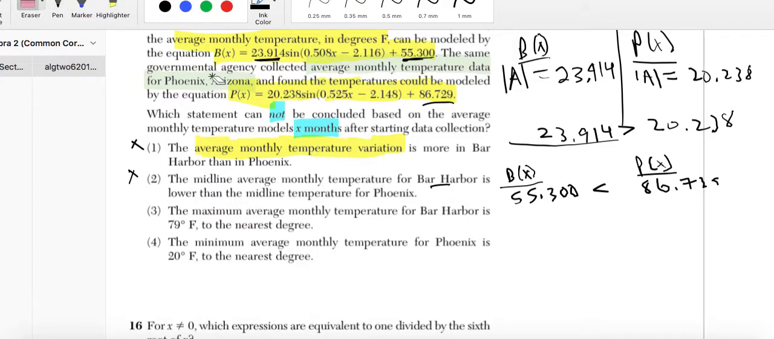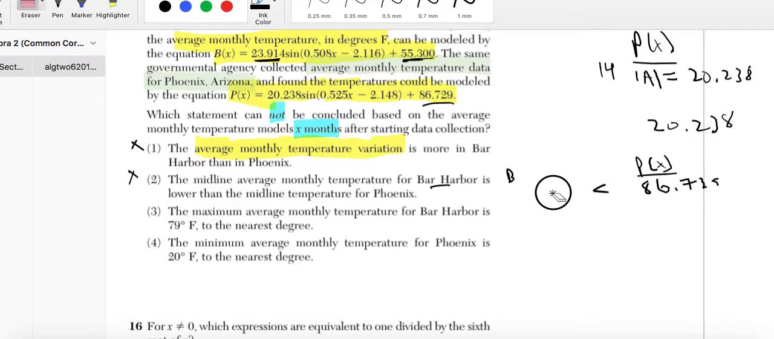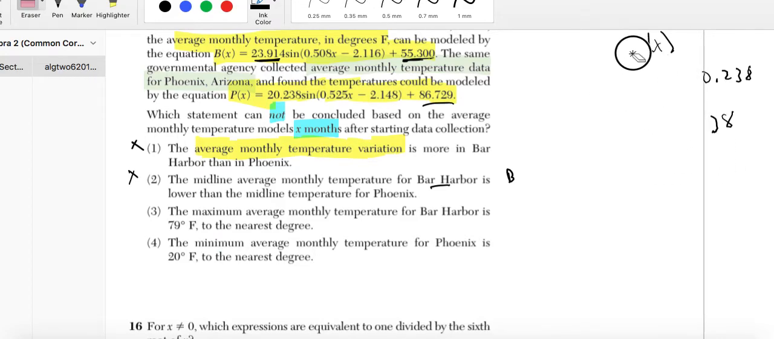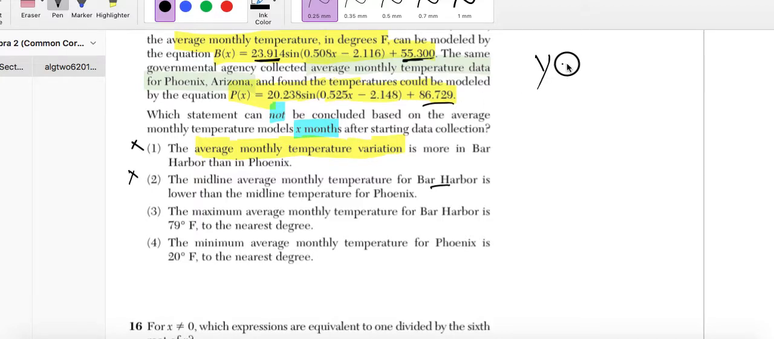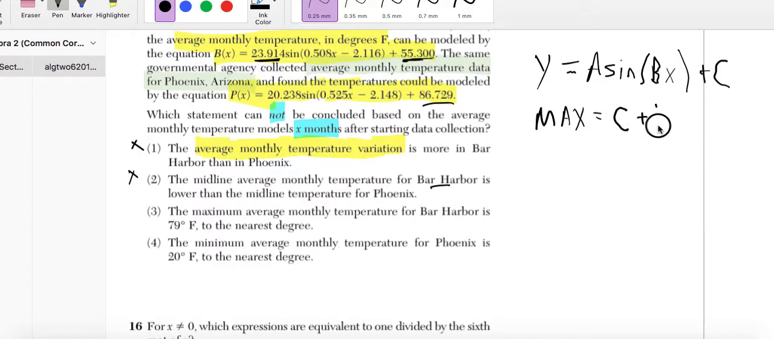Now let's look at the next two. I'm going to erase this for now, okay? The maximum average monthly temperature for Bar Harbor is 79 degrees Fahrenheit to the nearest degree. So to get the maximum temperature, one of the things you could do is graph it, but that could be a lot of work. What you do is, when you have a function of the form y equals a times sine bx, and don't worry about the addition and subtraction in parentheses, plus c, the absolute value of a is your amplitude. To get the maximum, you take the c value, the midline, and add the absolute value of a, the amplitude. To get the minimum, you take the midline c and subtract the amplitude.